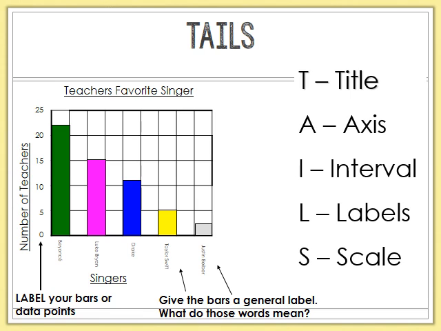Okay, our labels are here. We've got these labels. Give these bars a general label. So maybe you live under a rock and you don't know who Beyonce is. You don't know who Luke Bryan is. You don't know who any of these people are. We know that they're singers. So we have to make sure that we include a label for that. Label your bars or your data points so that we know what this represents. This could be centimeters, it could be time, but for this instance, it's number of teachers.